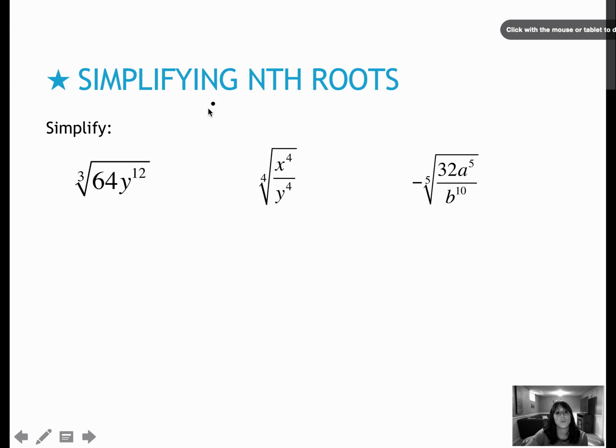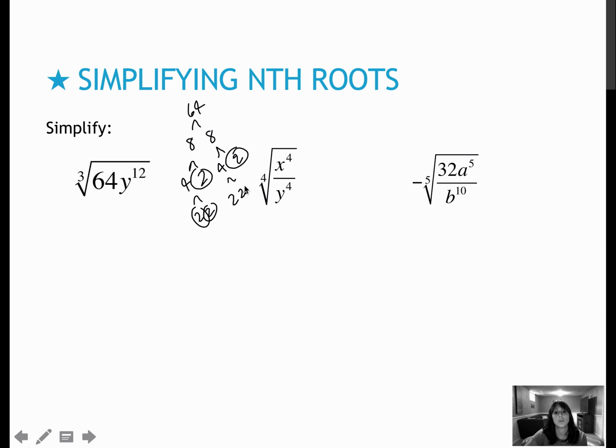For the first, I have 64. So 64 is 8 times 8. And 8 is 4 times 2, which is 2 times 2, and so I end up with 2 to the 6th. If I divide that by 3, so essentially I'm taking the cube root of 2 to the 6th, y to the 12th, that gives me 2 squared y to the 4th, and of course I wouldn't leave it as 2 squared, I would write 4y to the 4th. Because it's an odd root, I don't have to do anything with an absolute value.